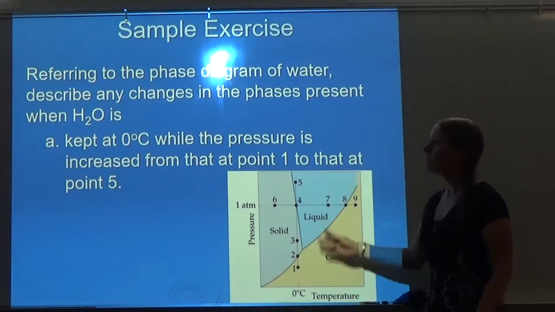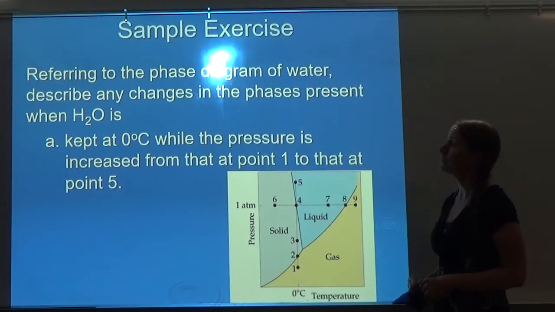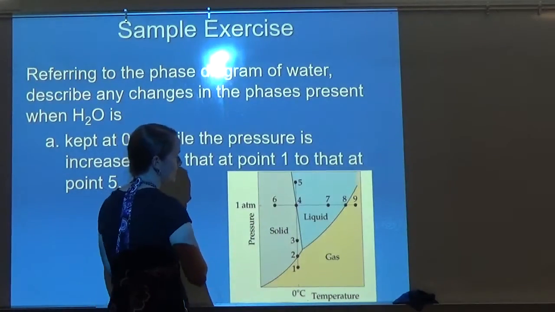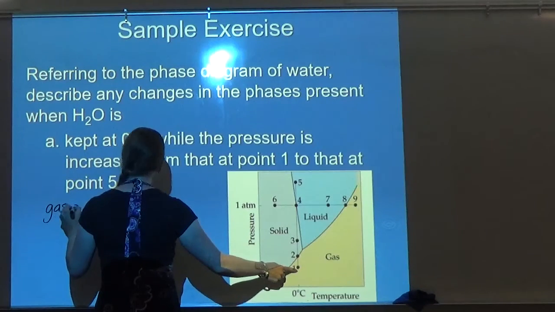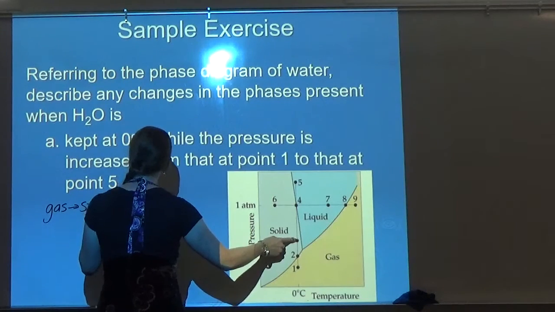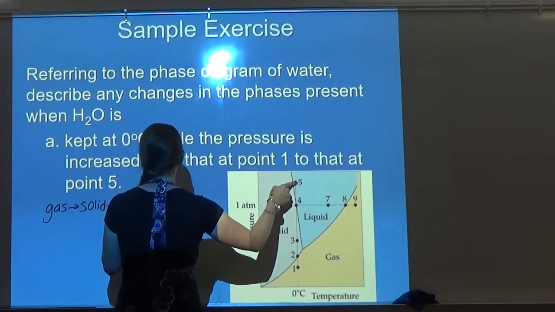So let's look at some questions that you could be asked about a phase diagram. I only wish that you would get something this easy, because this one's super easy. So referring to the phase diagram of water, describe any changes in the phases present when water is kept at 0 degrees Celsius while the pressure is increased from that of 0.1 to that of 0.5. So we're down here and we're going from 1 to 5. So let's write what's happening. So at 1, we're at a gas. And then eventually we switch over here to the solid phase. And then we keep going up to 5, and then we hit the liquid phase.